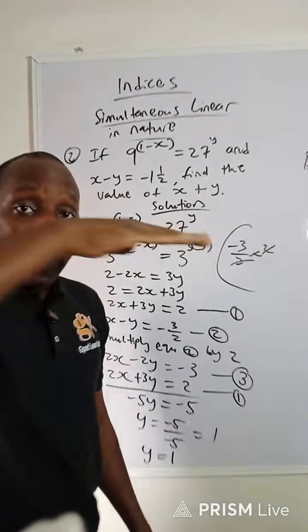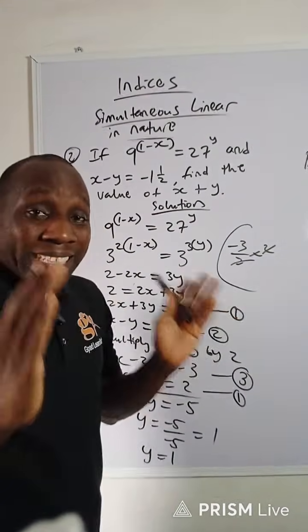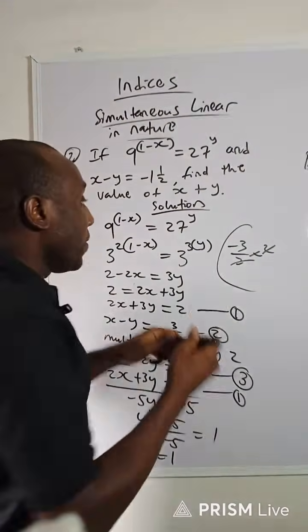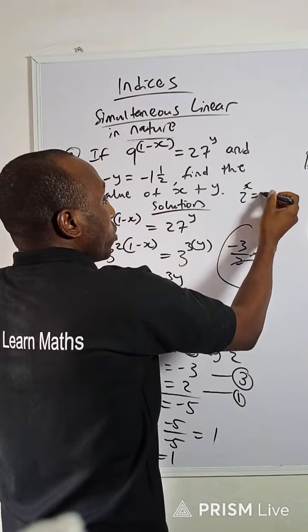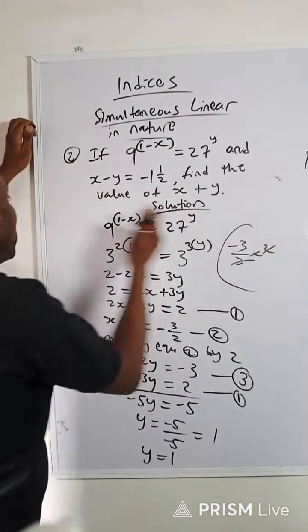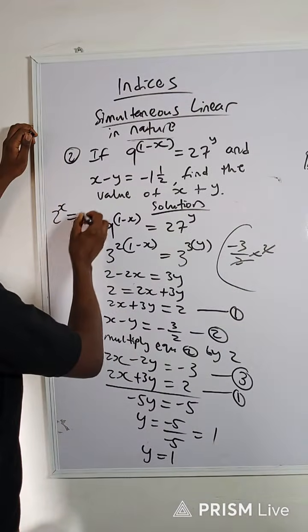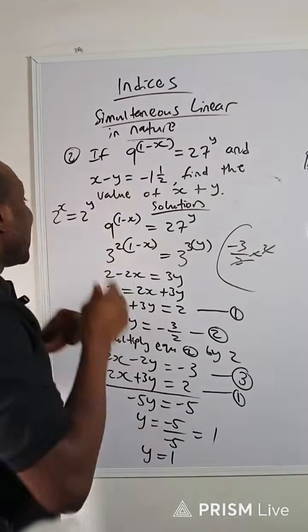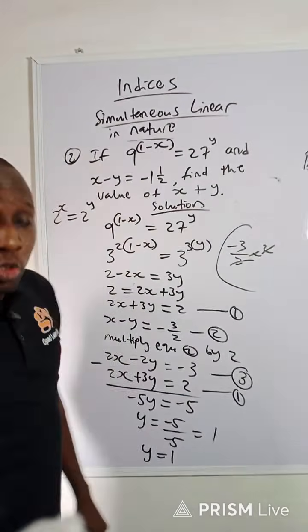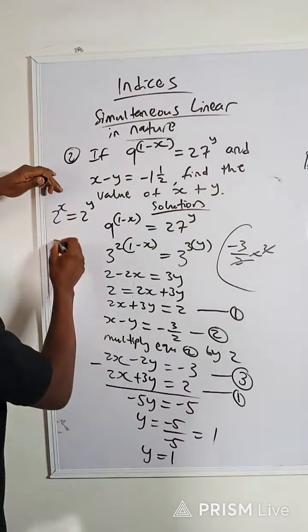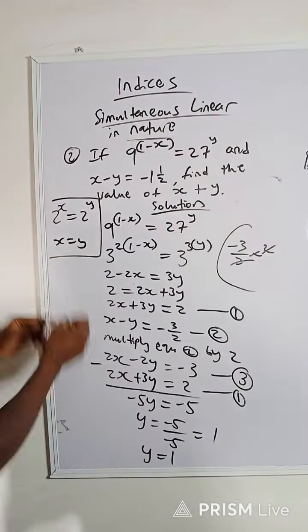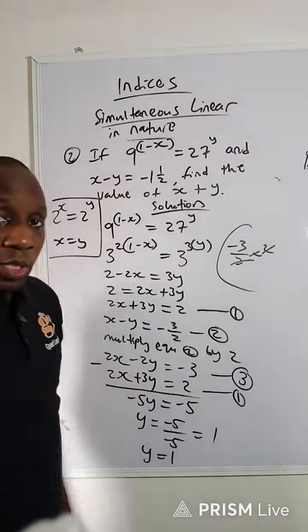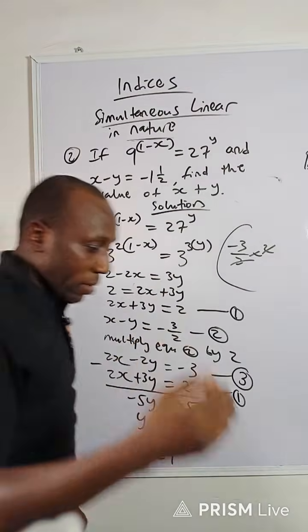Because if you equate the exponent, if the bases are the same, then the exponent must also be the same. If you have 2 raised to the power x is equal to 2 raised to the power y, because the bases are the same on both sides, then the exponent will also be the same. So you can say x is equal to y in this case. Do you understand? So that's why we just removed the bases and equated the exponent, because the bases are the same. That's how it works.